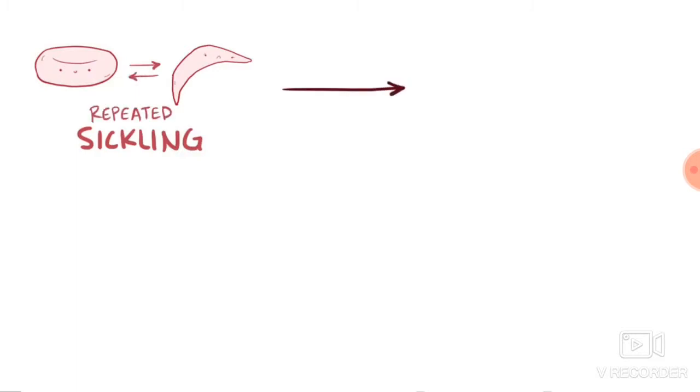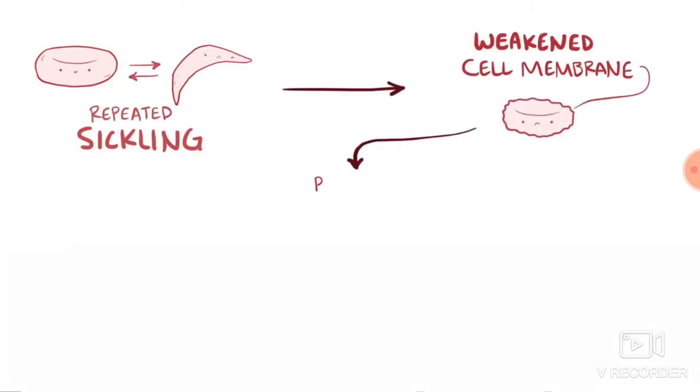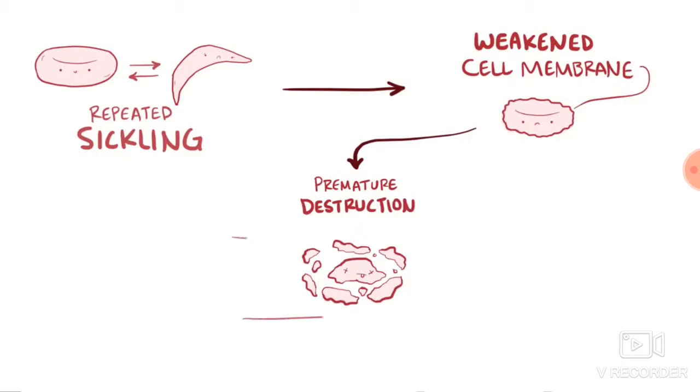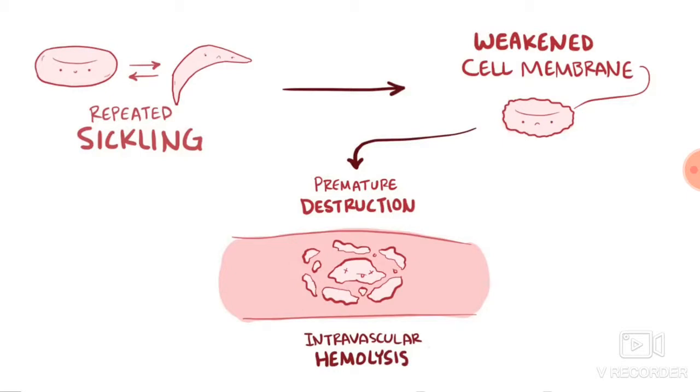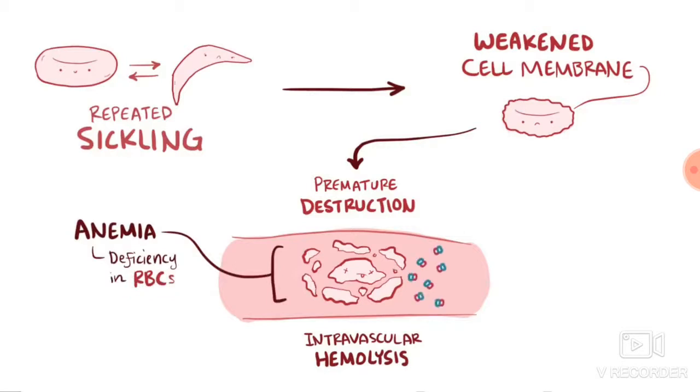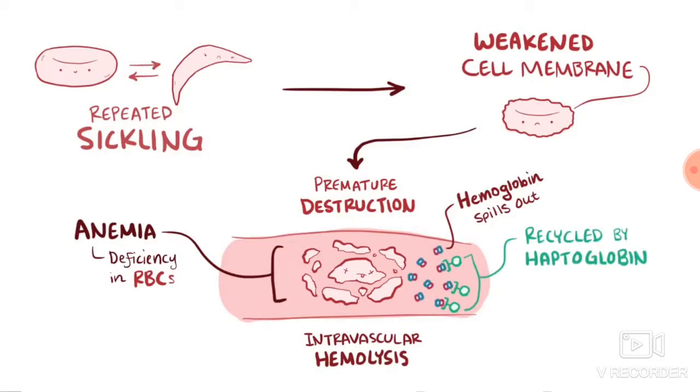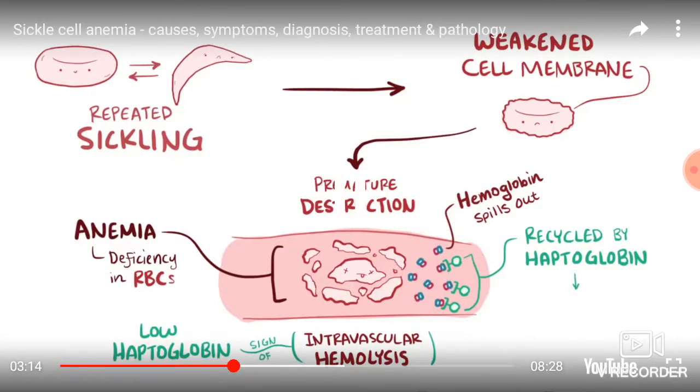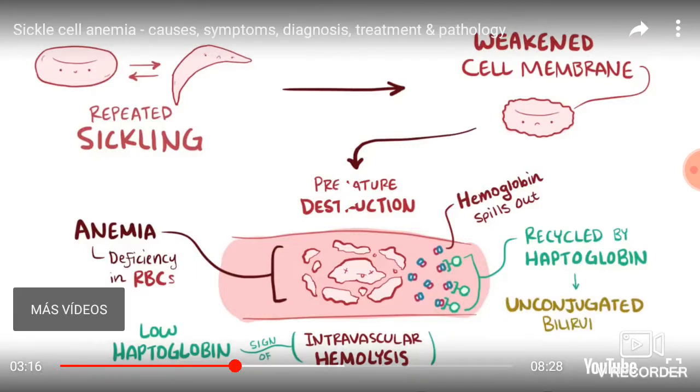Repeated sickling of red blood cells damages their cell membranes and promotes premature destruction. Since this happens within the vasculature, it's called intravascular hemolysis. This destruction of red blood cells not only leads to anemia, which is a deficiency in red blood cells, but also means a lot of hemoglobin spilling out. Free hemoglobin in the plasma is bound by a molecule called haptoglobin and gets recycled, which is why a low haptoglobin level is a sign of intravascular hemolysis. Recycling of that heme group yields unconjugated bilirubin.